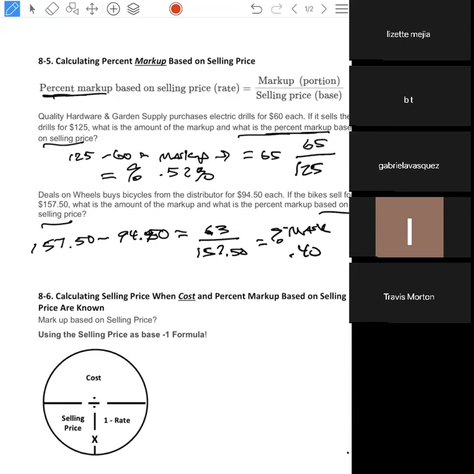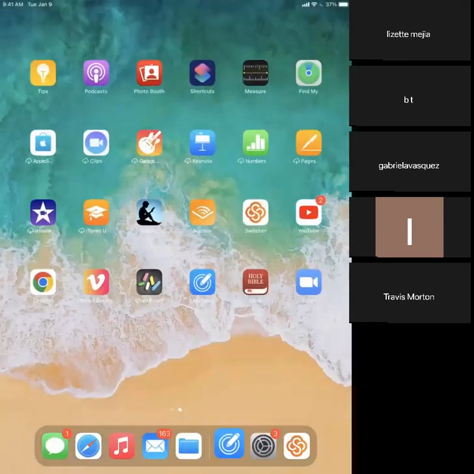Coming down then to 8.6, calculating the selling price when cost and percent markup are based on selling price are known. And so here's where we begin to use this new formula. It's very similar. The difference is now the selling price is your 100%, and your 1 minus your rate is your cost, which is in some ways your portion. So I'm going to explain that on the next slide. I didn't have room on this one to do it. So let me go to the next one.